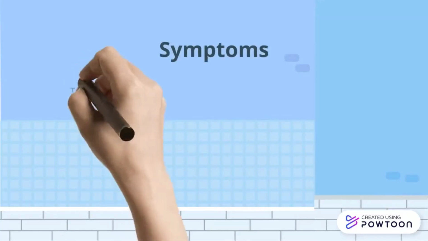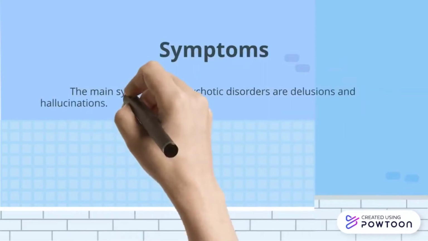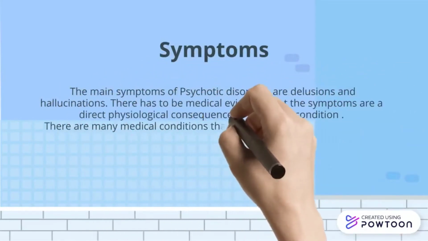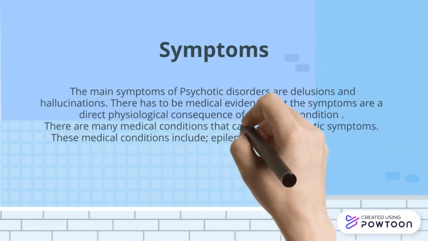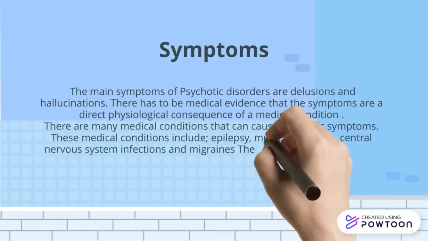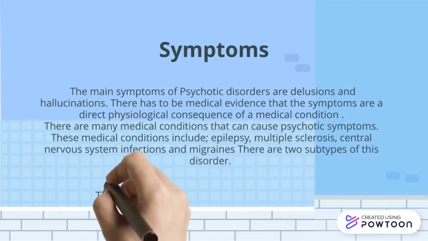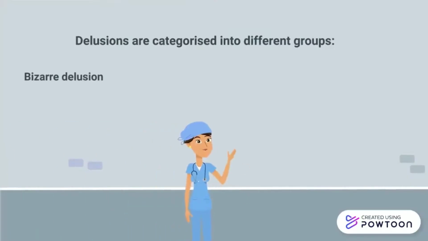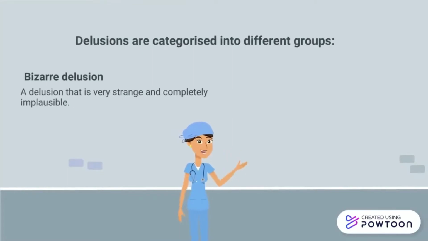The main symptoms of psychotic disorders are delusions and hallucinations. There has to be medical evidence that the symptoms are a direct physiological consequence of a medical condition. There are many medical conditions that can cause psychotic symptoms. These medical conditions include epilepsy, multiple sclerosis, central nervous system infections, and migraines. There are two subtypes of this disorder. The two subtypes are delusions and hallucinations. Now we are going to give different types of delusions.